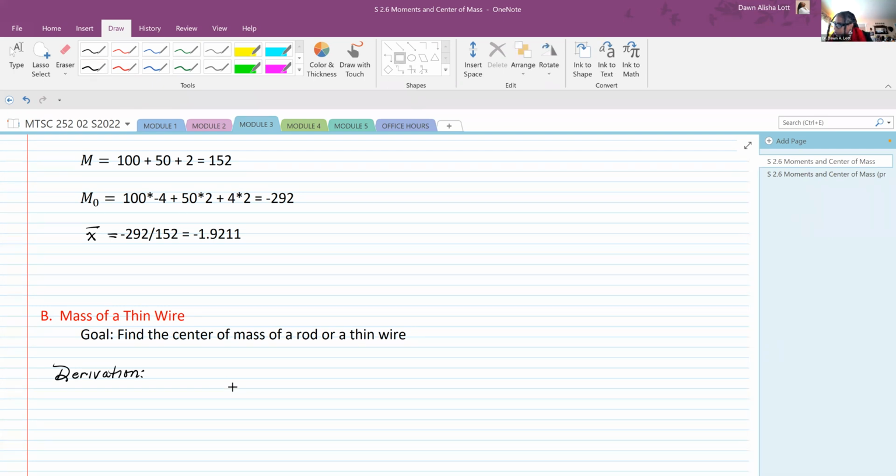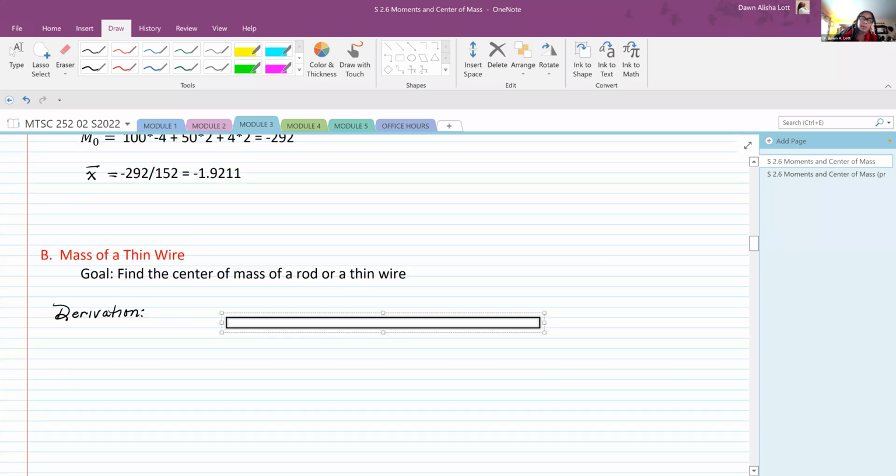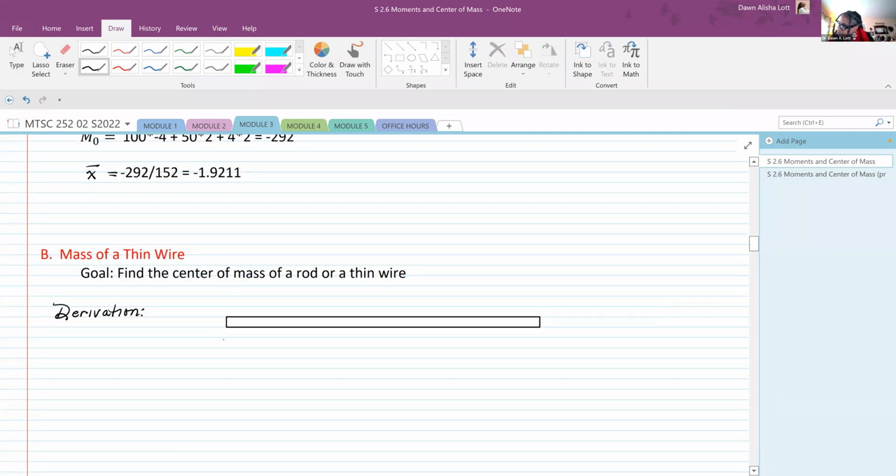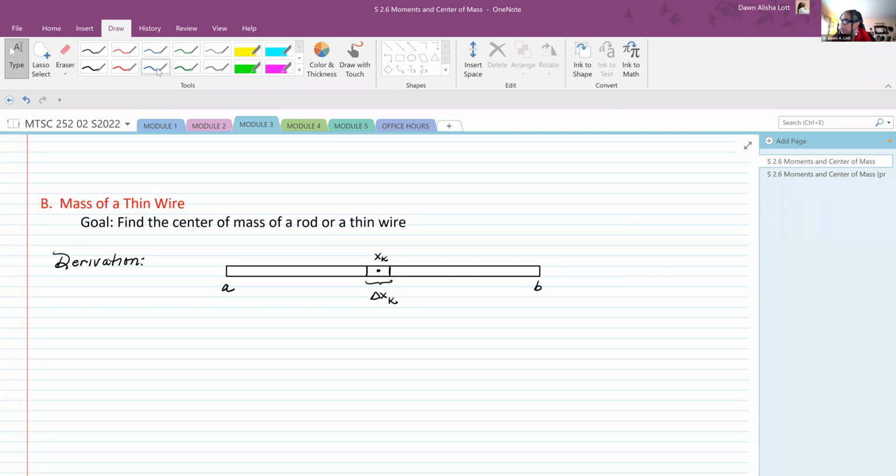Now you have to imagine that this thing is very thin. So this is from a to b, so it has a length. And I'm going to take a small chunk of it like this. I'm going to find the middle place of it, call it xk, and this length is delta xk. So that's the little piece, some little tiny piece in here.